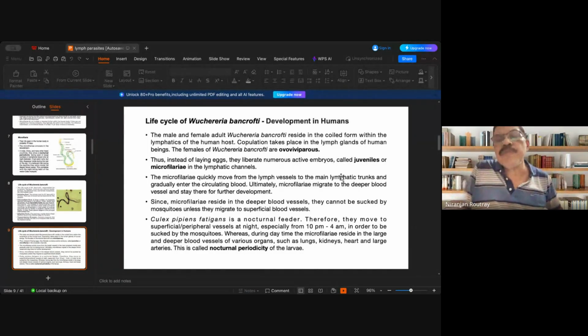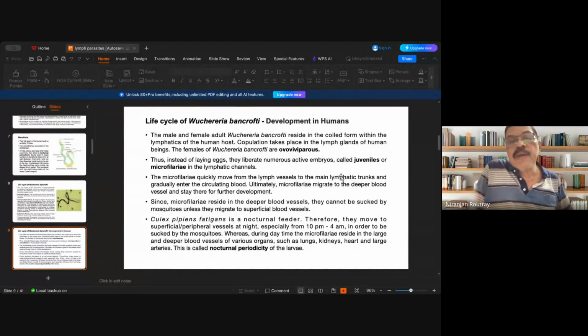They copulate with each other. Copulation takes place within the lymph glands or the lymph vessels of the human being, and the females are definitely ovoviviparous. Instead of laying eggs, the eggs are retained within the body. They liberate numerous active embryos called juveniles. That is why we call it ovoviviparous, or microfilaria in the lymphatic channels.